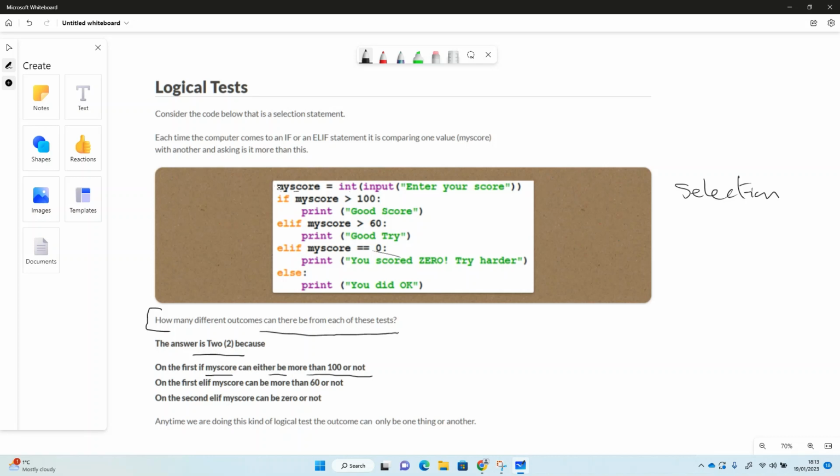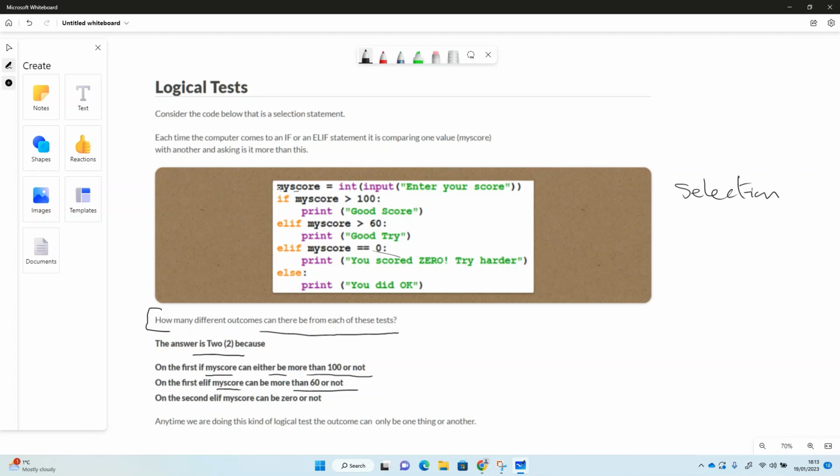Essentially, these kind of tests are Boolean tests. We're just saying, is one thing this, or is it another thing, or is it not? So is it this or is it not? So is it more than 100 or not? And then we're asking the same question, but we're saying, is my score, the variable, more than 60 or not? And again, there's just 2 outcomes from that. It's either is or it isn't.